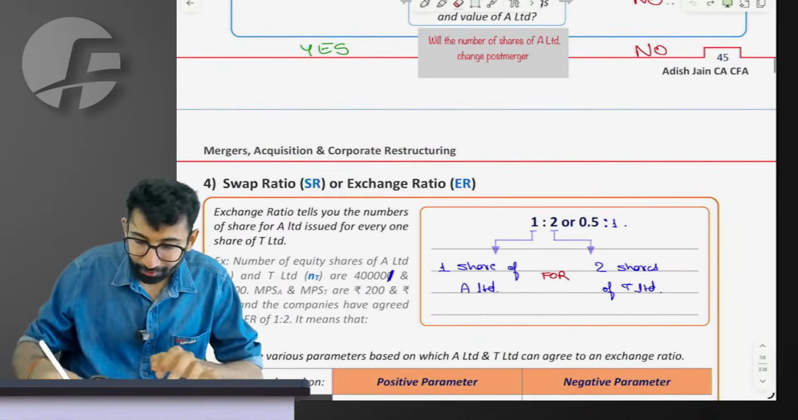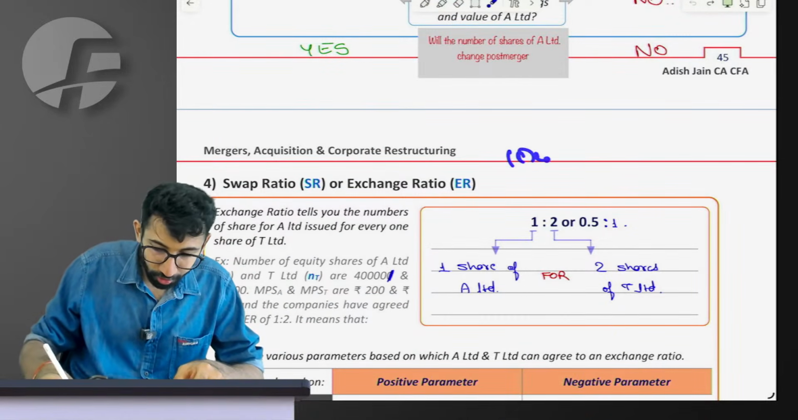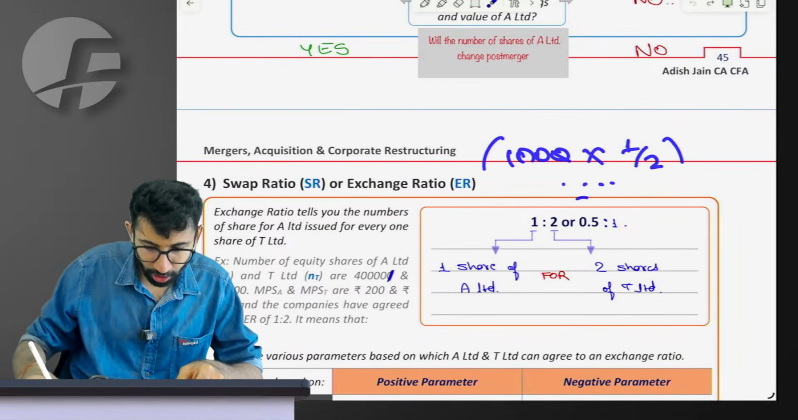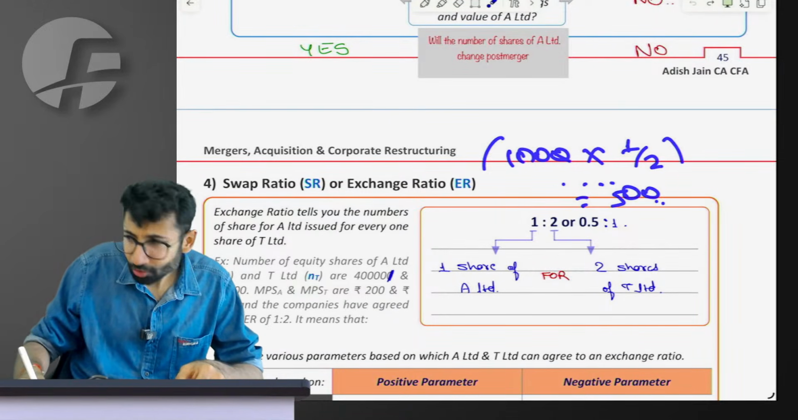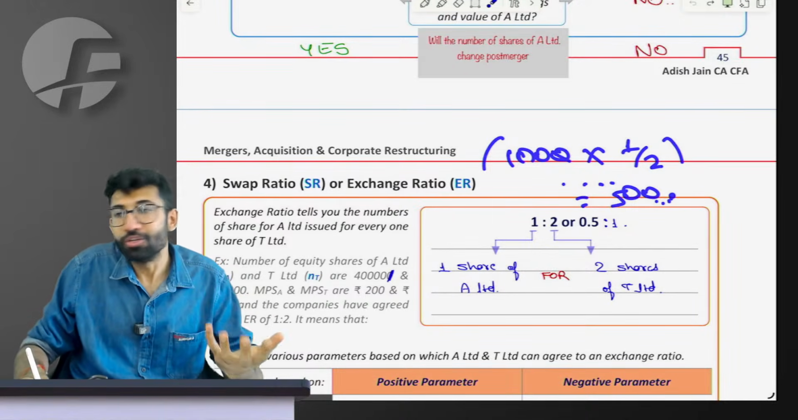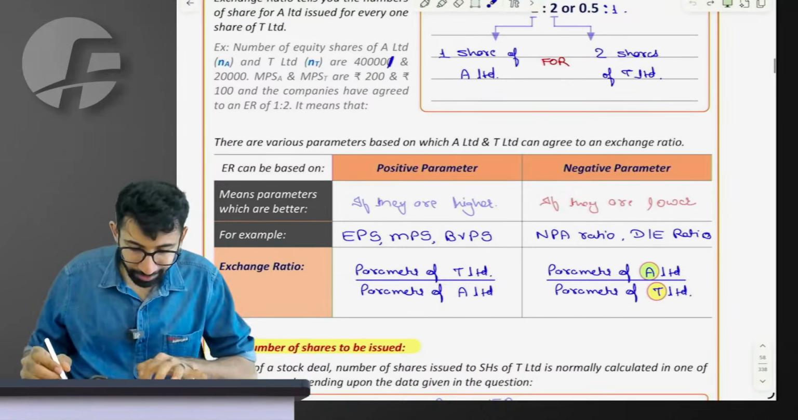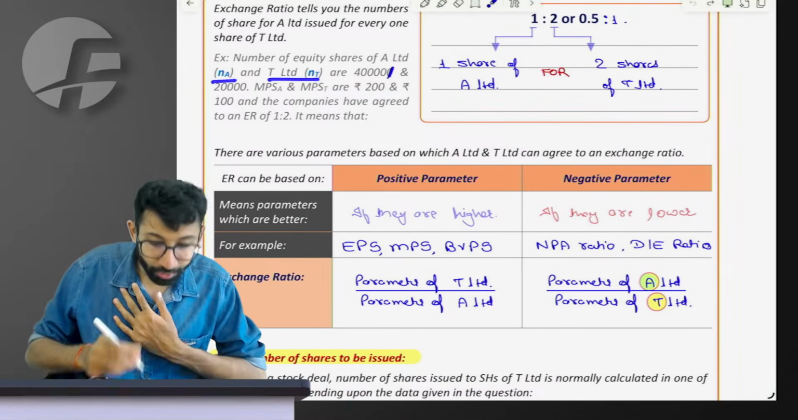So what you are effectively doing is 1000 shares of yours multiplied by 1 by 2, being the exchange ratio, tells you the number of shares to be issued. For example, sir, let's imagine the situation. I am A Limited, you are T Limited.